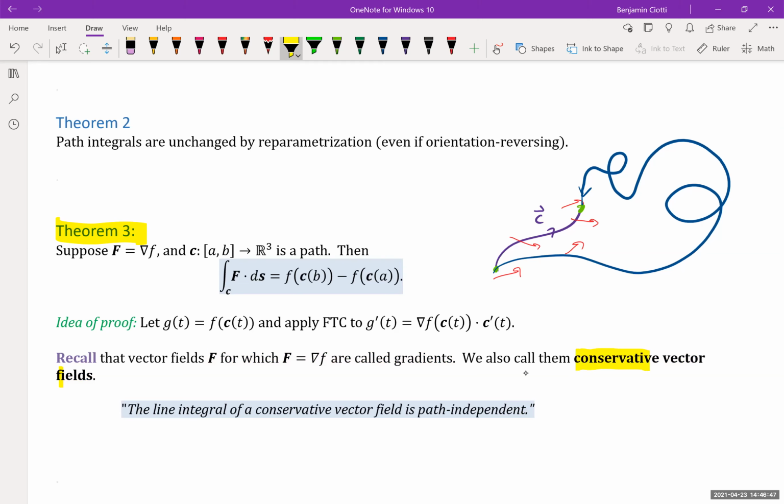The word conservative comes from the conservation of energy, because that's what we're calculating with these integrals: energy. So the path independence means that the energy is conserved. An example of something that would not be path independent would be frictional forces. Those do depend on the path. When you've got energy loss due to friction, those come from forces that are not conservative.